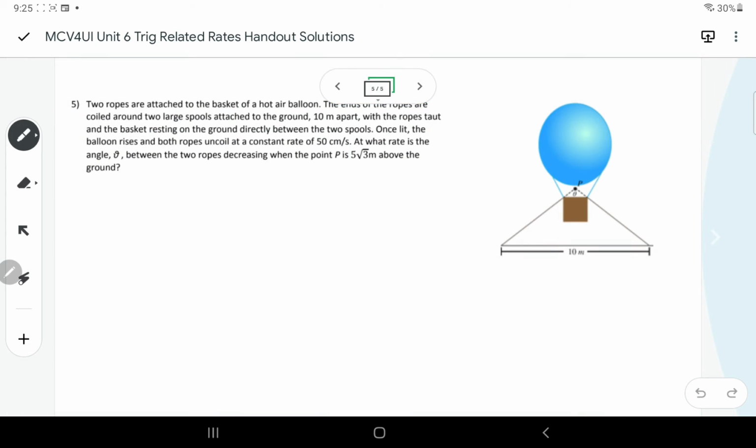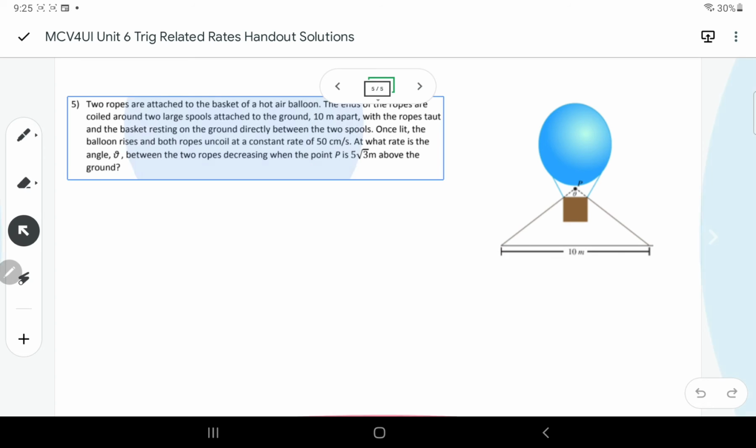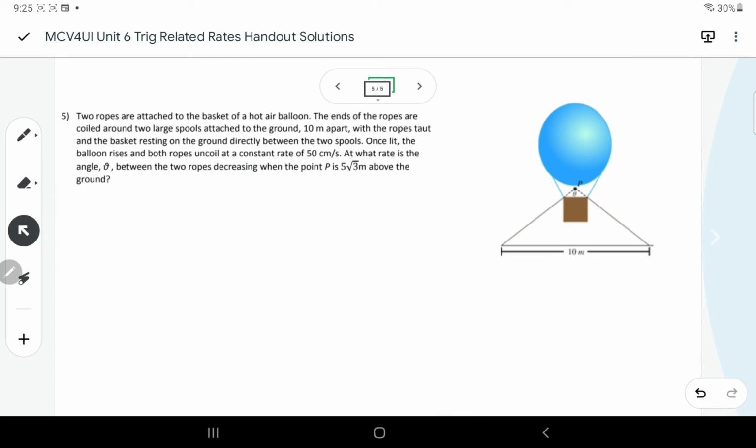Okay, last problem here. We've got a hot air balloon. So 2 ropes are attached to a hot air balloon. The ends of the ropes are coiled around 2 long spools attached to the ground 10 meters apart, with the ropes pulled taut, and the basket resting directly between the 2 spools.